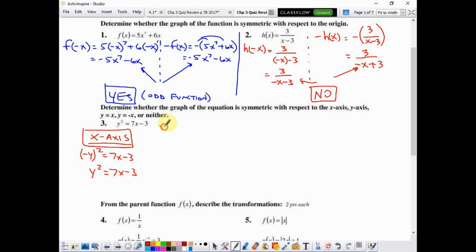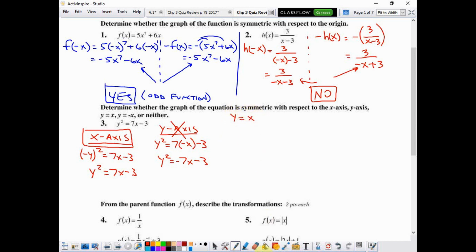The next symmetry we're going to check is the y-axis. If there is symmetry about the y-axis, then for every x value, its opposite will also exist on this graph. So we check the opposite of x. Y squared equals 7 times negative x minus 3. Now, this is the first power. An odd power does not cancel out a negative. The left side matches the original, but the right side does not. There is no symmetry with respect to the y-axis.